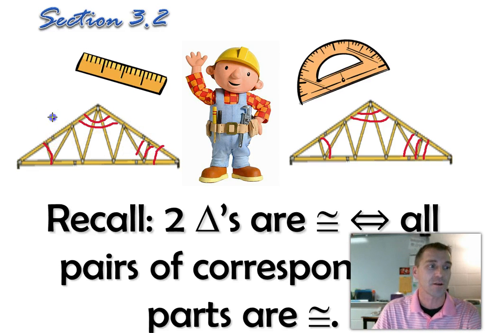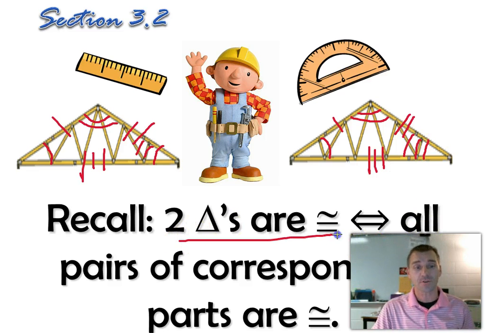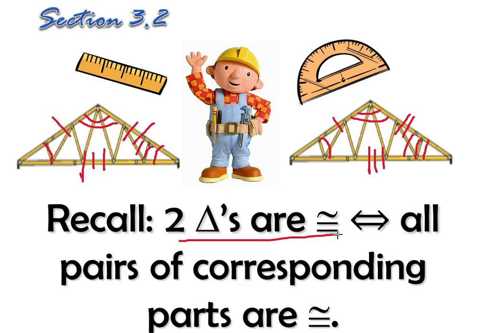Let me put the tick marks in. This side would be congruent to that side. This side would be congruent to this side. Whew. And this side, man, I'm getting sick of writing all these things. But you get the idea. So in order for me to know that two triangles are congruent, according to the definition, I would have to verify all these pairs of corresponding parts are congruent.